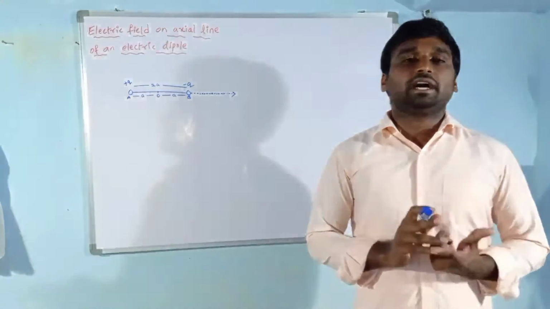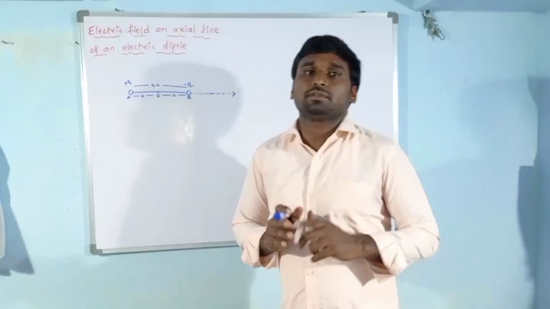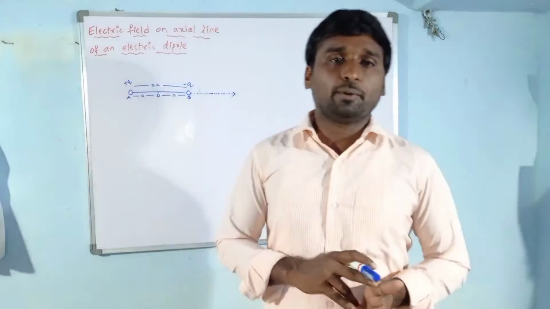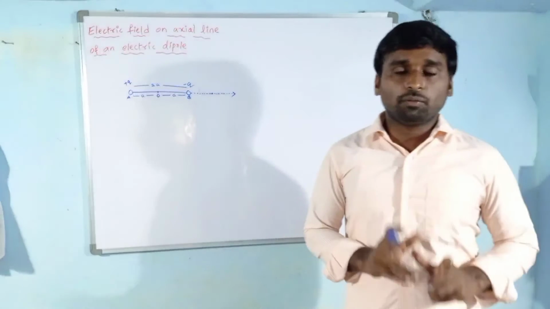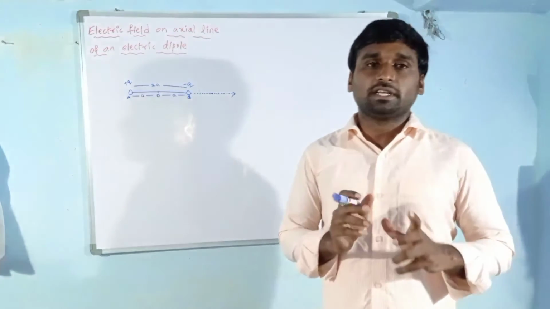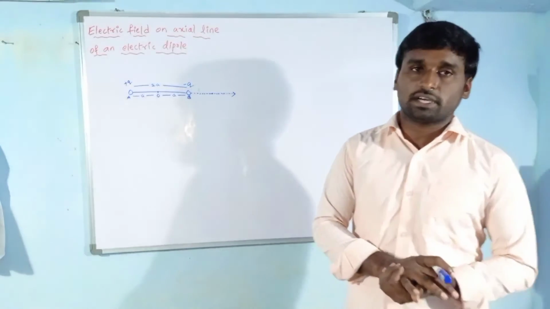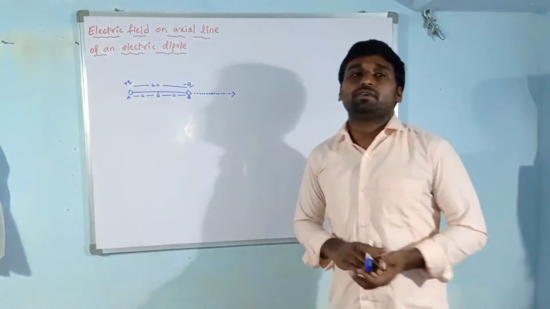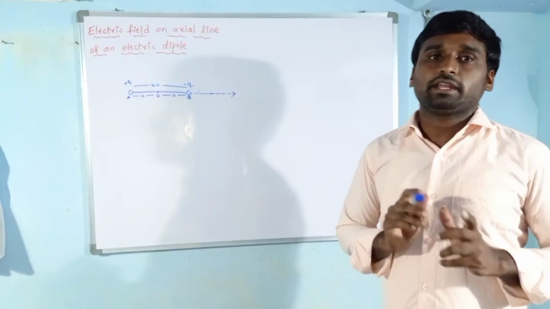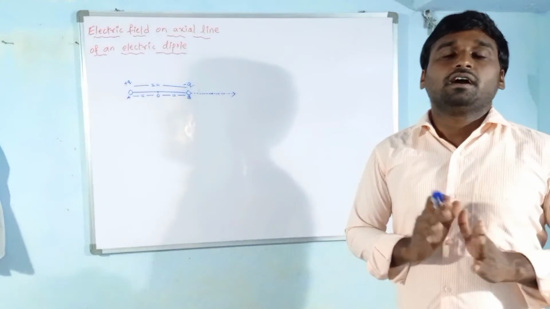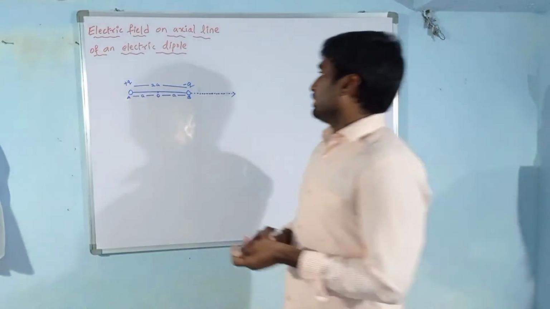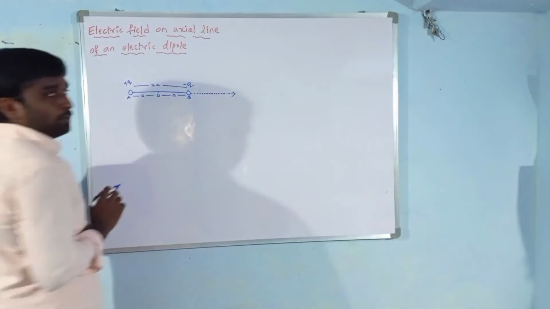So what is the electric dipole moment? That is the product of the magnitude of either charge and the distance of the electric dipole. What is the direction of the electric dipole moment? That is from the negative charge to the positive charge. In this video we are going to calculate the electric field intensity at a point on the axial line of an electric dipole.